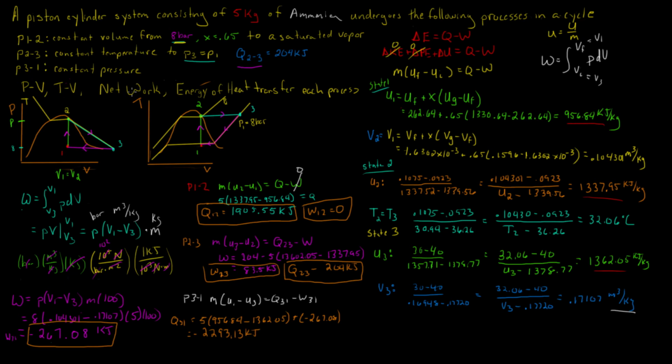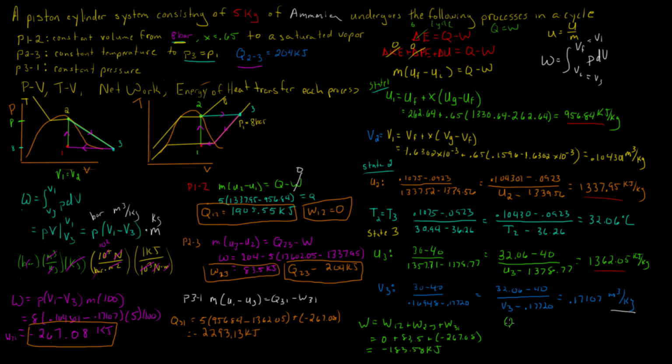Now let's figure out what the net work is. So our net work, W, is equal to W1 to 2 plus W2 to 3 plus W3 to 1. And this is equal to 0 plus 83.5 plus a negative 267.08. And that's equal to minus 183.58 kilojoules. And we can check this because in a cycle, our change in energy is equal to 0 since we start and end at the same state. So for a cycle, Q is equal to W.